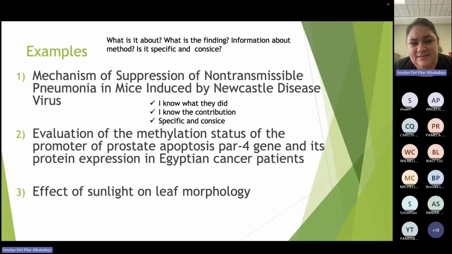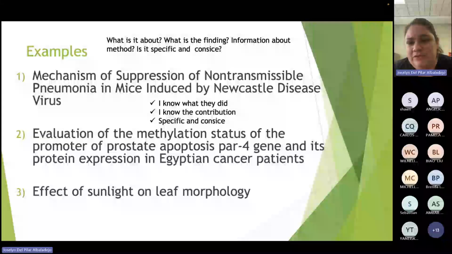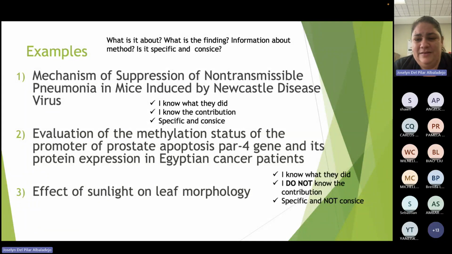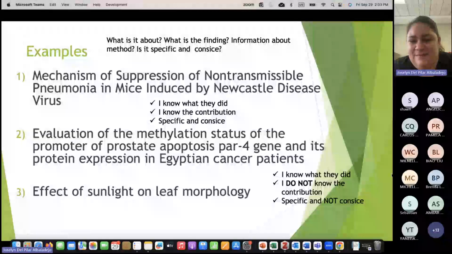Evaluation, methylation status of the promoter of prostate apotheosis part 4 gene and its protein expression in Egyptian cancer patients. I would say it's informative, right? Actually, I feel like it's telling me a little bit too much information, right? This particular example is interesting because I know what they're doing, but I'm not quite sure what they're adding to the body of knowledge.